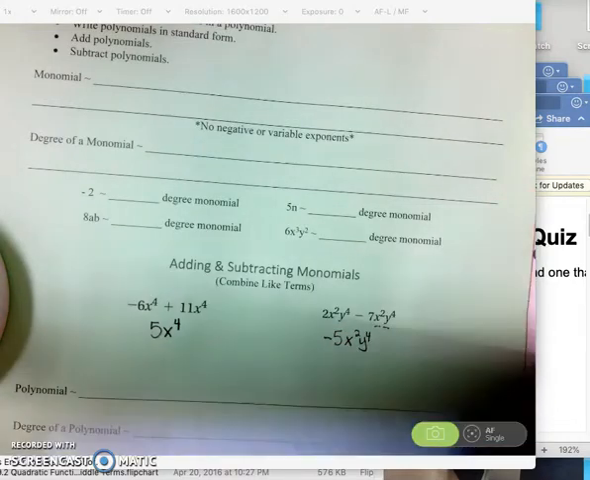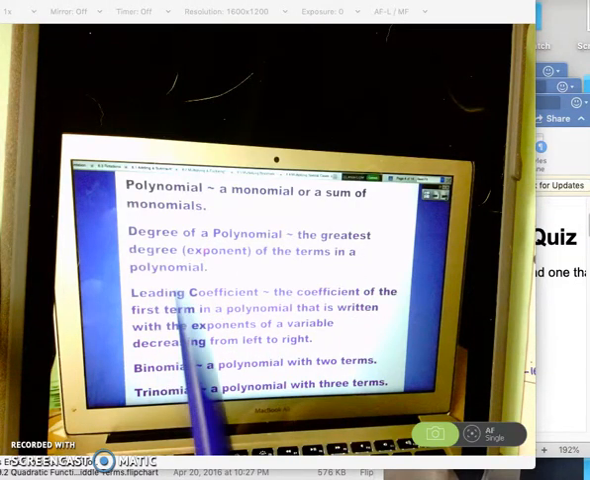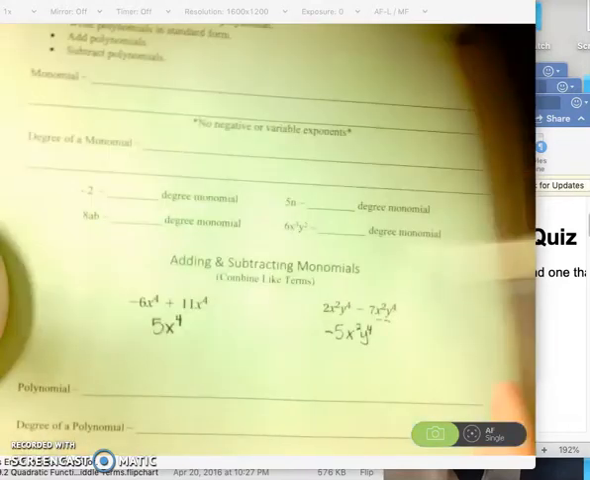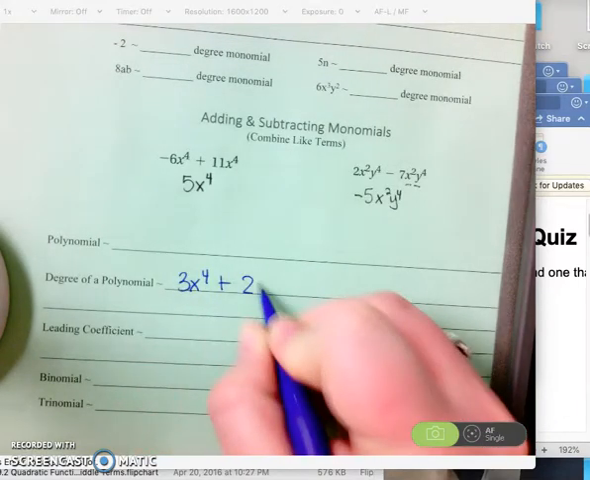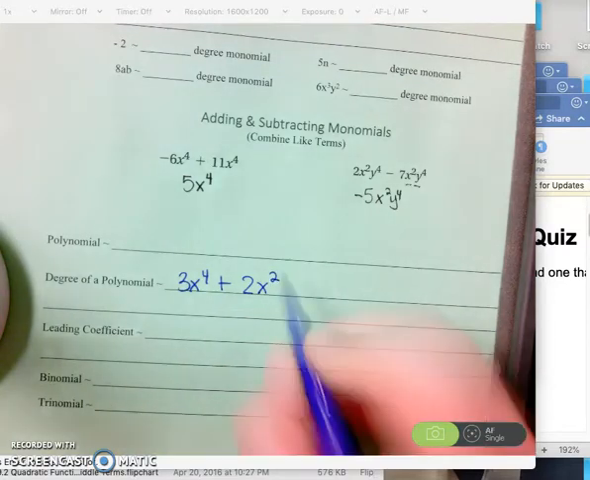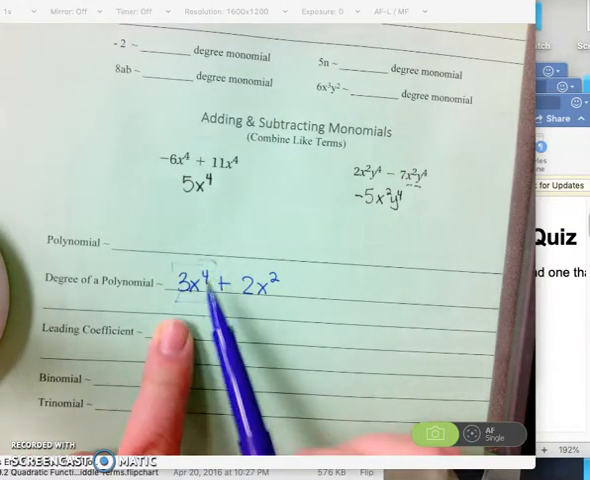Okay, the next one. A polynomial is a monomial or a sum of monomials. The degree of the polynomial is the greatest degree exponent of the terms in a polynomial. So if I have 3x to the 4th plus 2x to the second, something like this, I'm going to write it in here. This monomial is 4th degree.